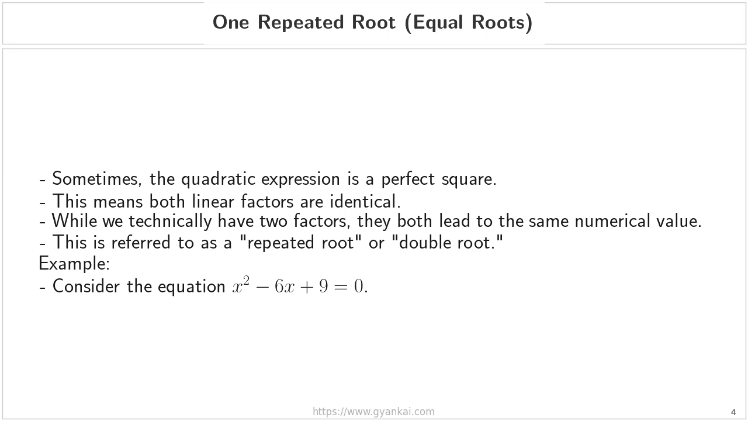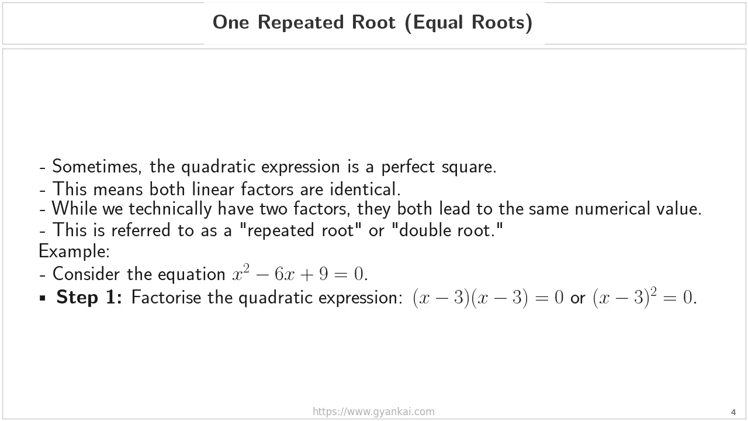Consider the equation x squared minus 6x plus 9 equals 0. First, let's perform step 1, which is to factorize the quadratic expression. When we factorize this, we get the quantity x minus 3, multiplied by the quantity x minus 3, which can also be written as the quantity x minus 3, all squared, equals 0.